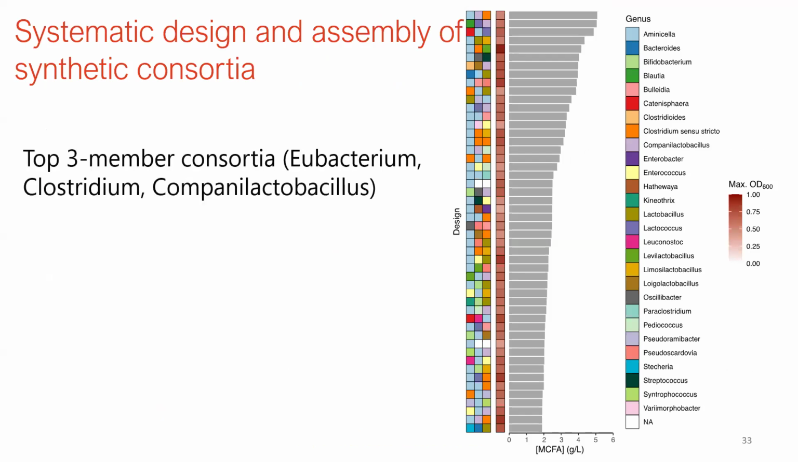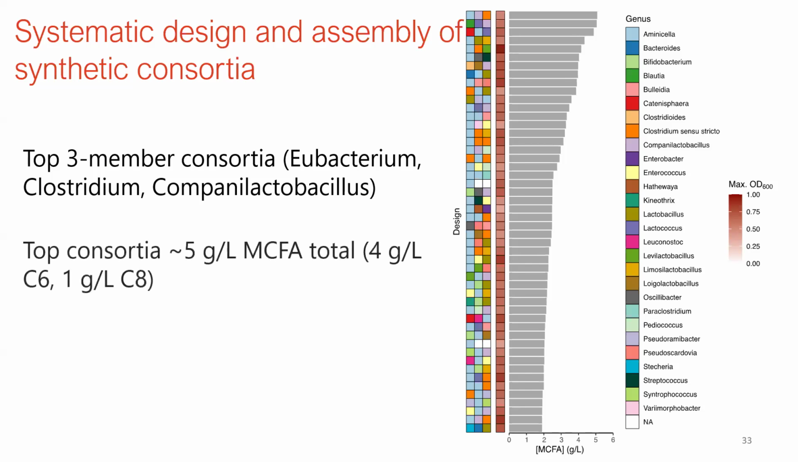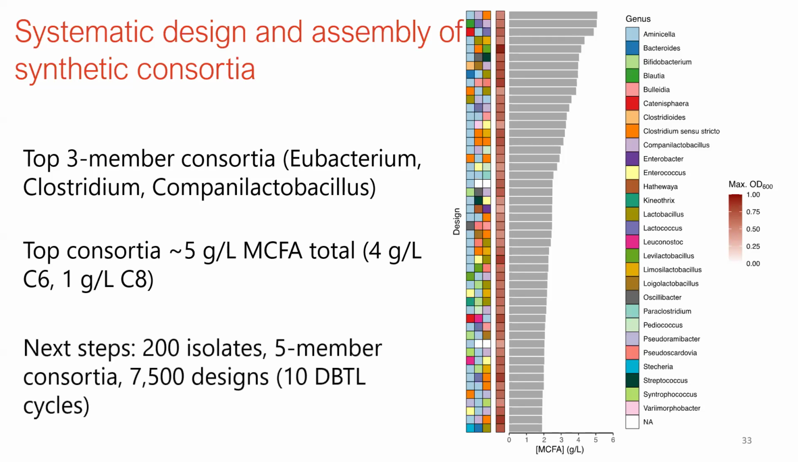The top 3-member community was some lactic acid bacteria, what we think is a chain elongator, and that Eubacterium species that I mentioned. It made 5 gram per liter of MCFAs just on this initial pass, which is really exciting. And now we're really taking this approach with 200 isolates, which we have genome sequenced, where we can try to really implement this design, build, test, learn cycle with machine learning on our robots.